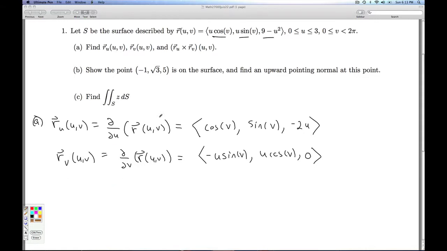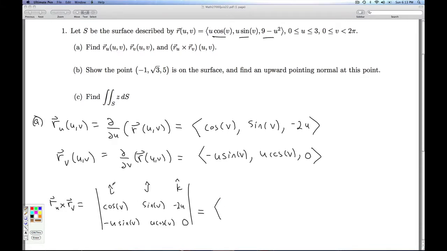And now for the cross product. What does this mean? This means I just take the cross product of these two vectors. So I've got an i hat, j hat, and k hat. And into the rows I put the x components, y components, and z components. So I put cosine v, sine v, negative 2u, negative u sine v, u cosine v, 0.